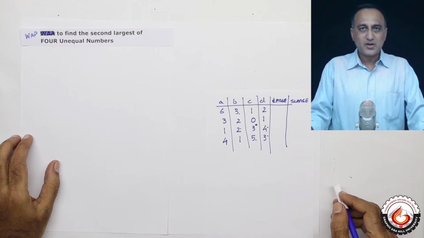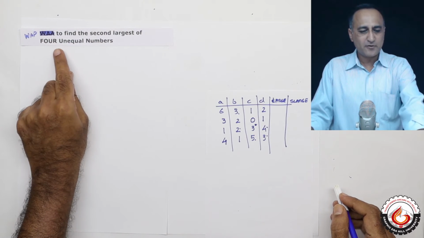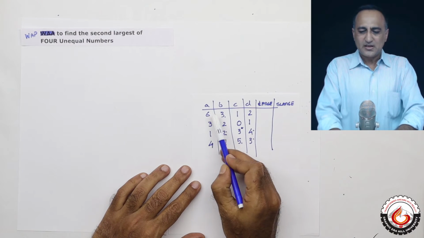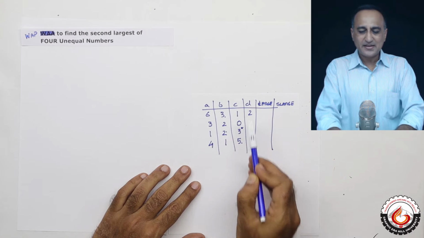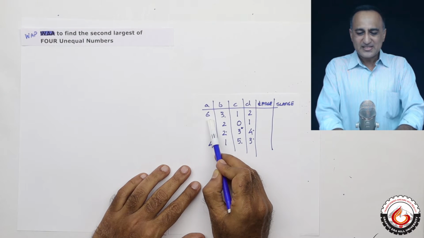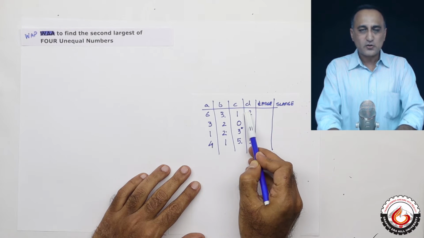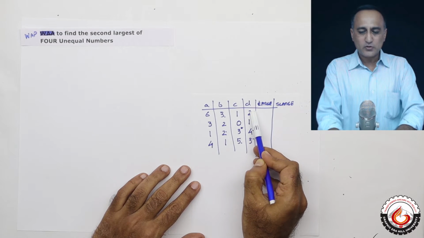Let's say we are asked to write a pseudocode to find the second largest of four unequal numbers. So we could assume that the numbers could be represented by the four variables a, b, c, and d. So for example, in this line 6312, the second largest would be d, which is 2. We're not interested in the variable name, but we are interested in the value 2.